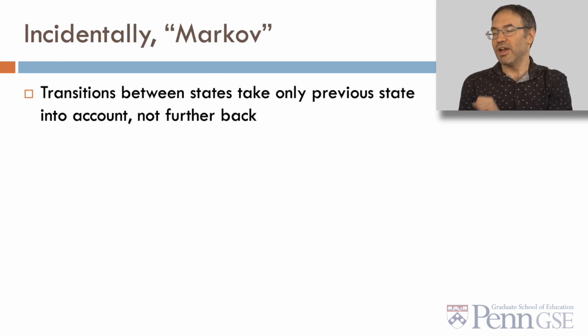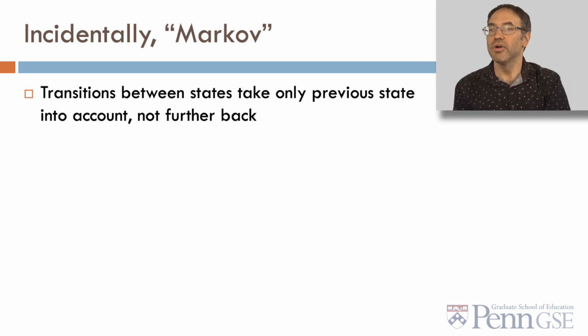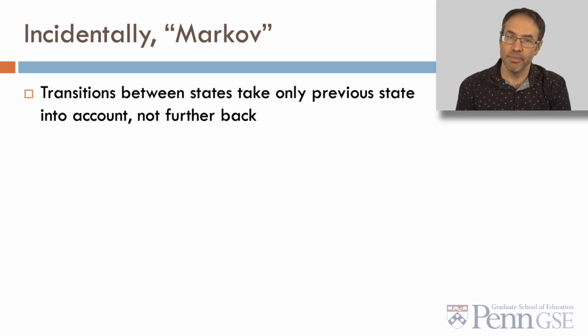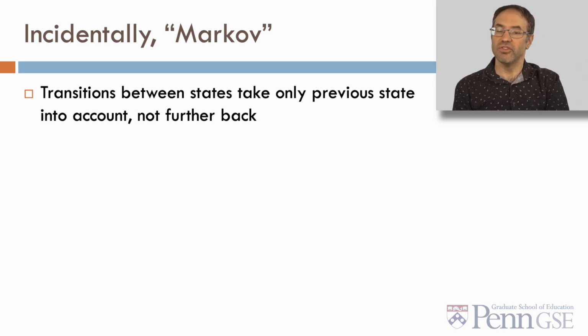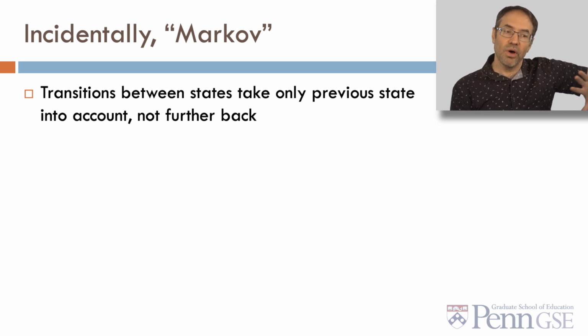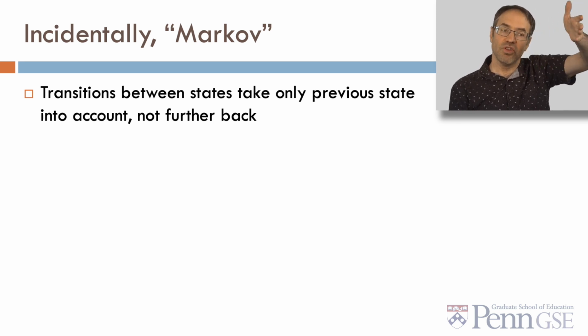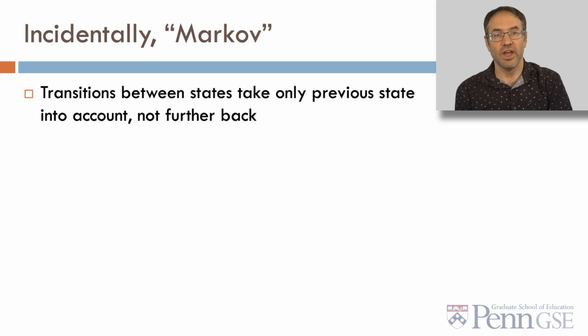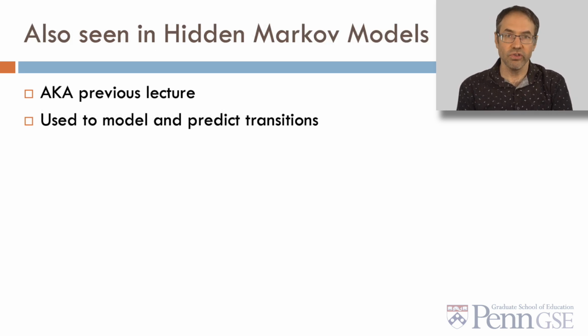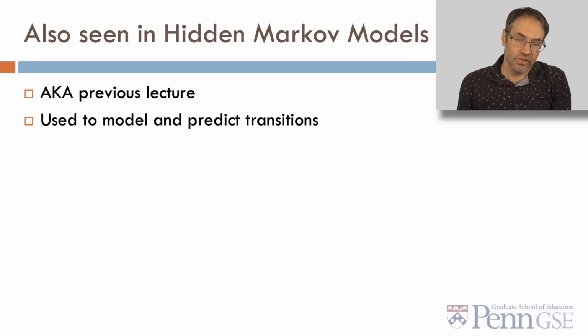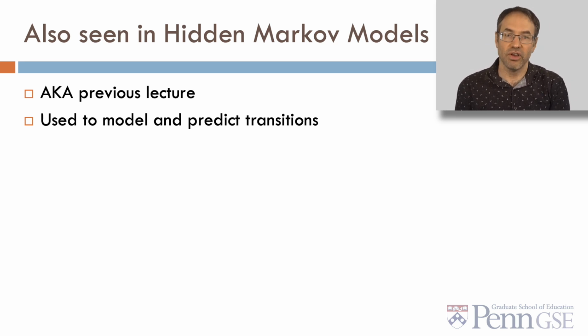And incidentally, you might be saying, what makes these models Markov? Well, Markov is named after the person who made this assumption first in this kind of work, and it says that the transition between states takes only the previous state into account, not further back. So now that Daddy's in the state of grumpy, it doesn't matter what Daddy was feeling before this. Knowing whether Daddy will become happy or silly or something else is based only on Daddy's grumpitude. That's a real word. The Markov assumption is also seen in hidden Markov models, aka a previous lecture, and it's used there to model and predict transitions.